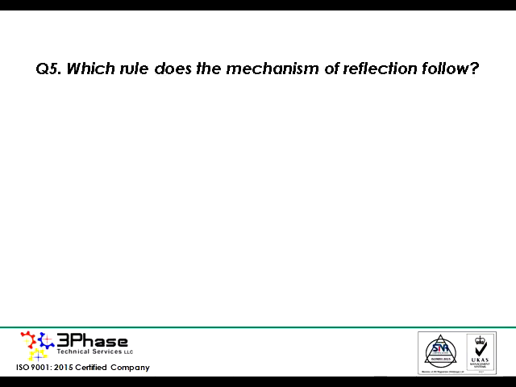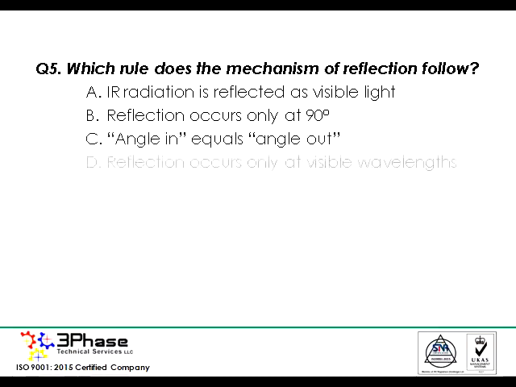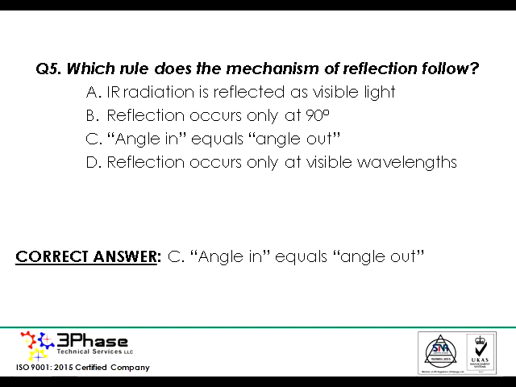Question number 5. Which rule does the mechanism of refraction follow? A. Infrared radiation is reflected as visible light. B. Reflection occurs only at 90 degrees. C. Angle in is equals to angle out. D. Reflection occurs only at visible wavelengths. Correct answer is C. Angle in is equals to angle out.